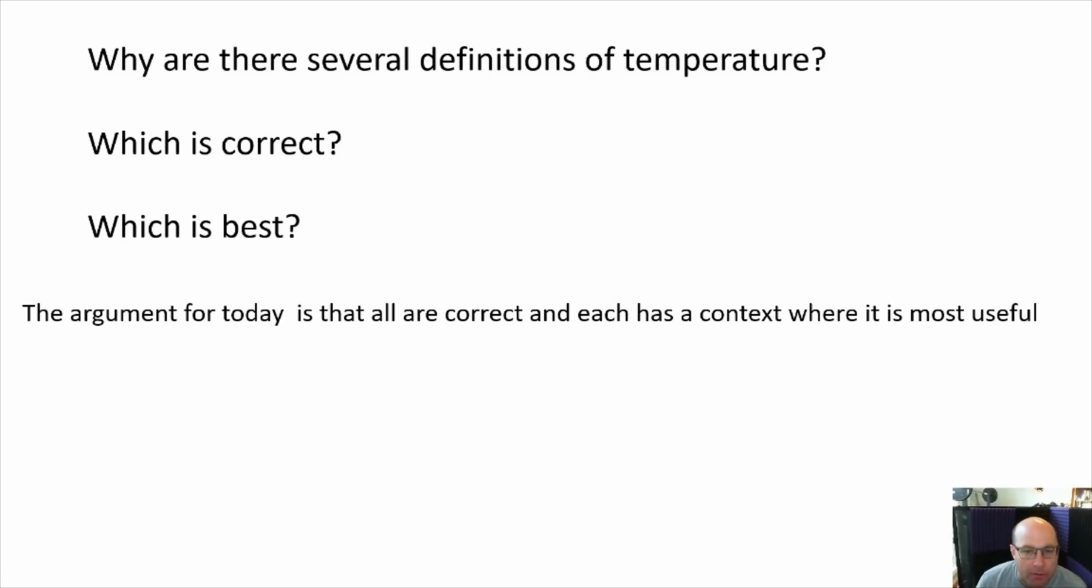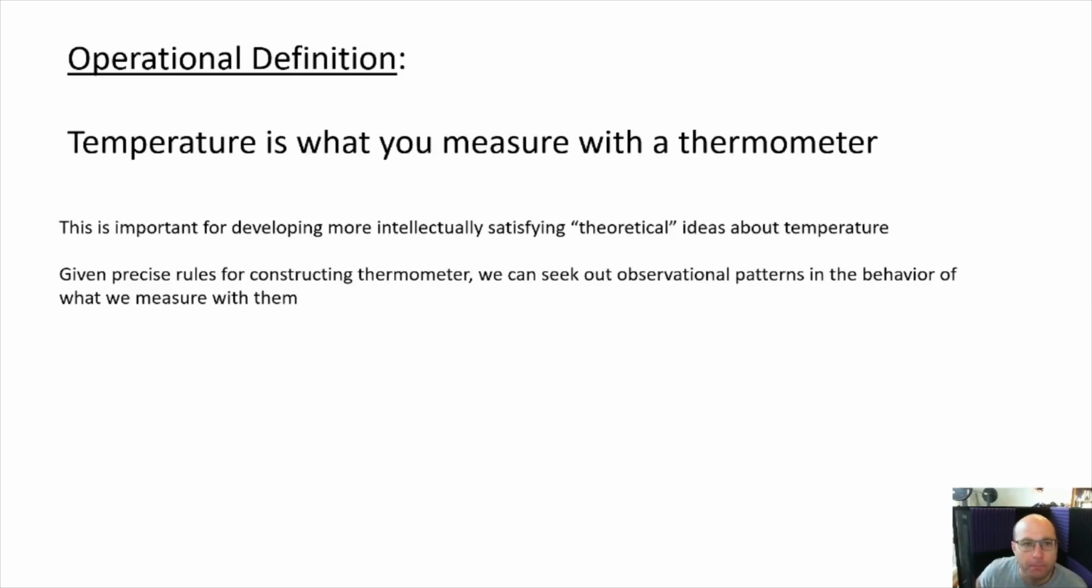There are several definitions of temperature given in Schroeder's book. It's interesting to ask which one is the correct definition, which one is the best definition, and my argument is that they're all correct, and each has a context where it is the best one to use.